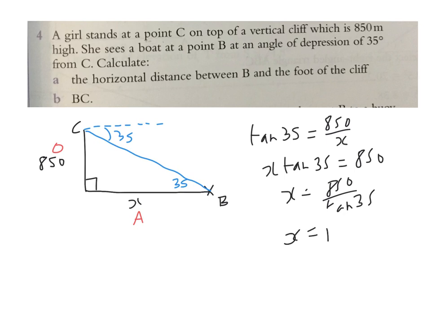So x equals 1213.93 meters. Don't know how that would be rounded in the textbook. I'm going to go to the nearest centimeter, to 2 dp.